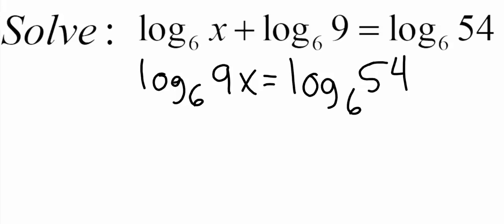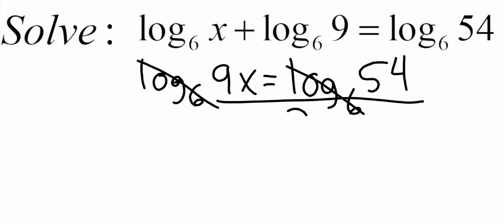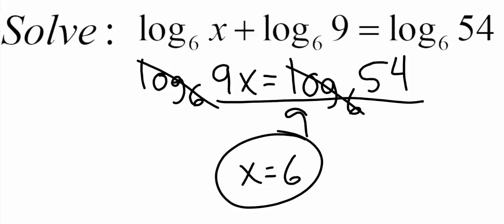Sorry, my son was interrupting. So now we can see that we have one log on each side, and this was the rule we learned yesterday. If we have one log with the same base on each side, we can cross it out. So now we got 9x equals 54. Last step, divide both sides by 9 to get x by itself. So x equals 6. So remember, we can't cancel out logarithms until we only have one on each side.